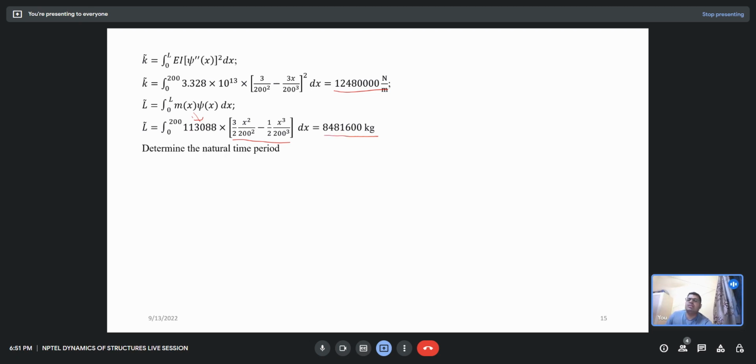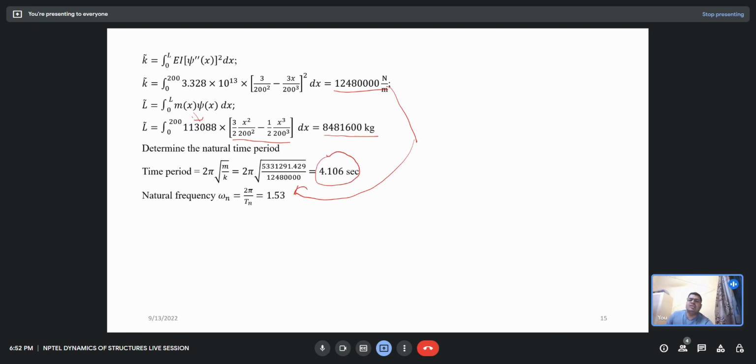Now you can get the natural frequency omega equal to square root of k by m. Now the time period is 2 pi square root m by k. The m is from the last slide and k is the k we have got here. Put this here, and my time period is 4.10 seconds. Natural frequency 2 pi by Tn comes out to 1.53 radian per second. Okay.